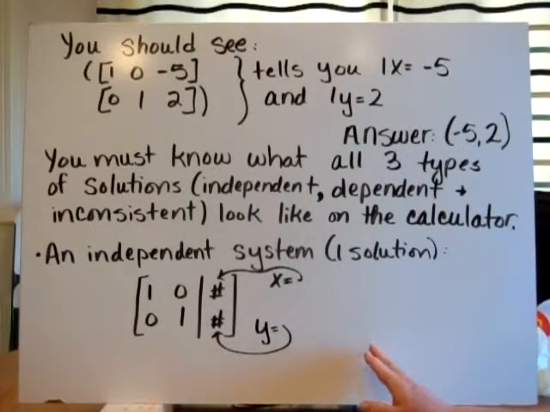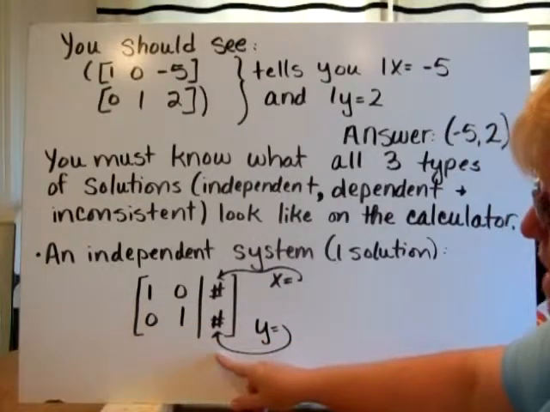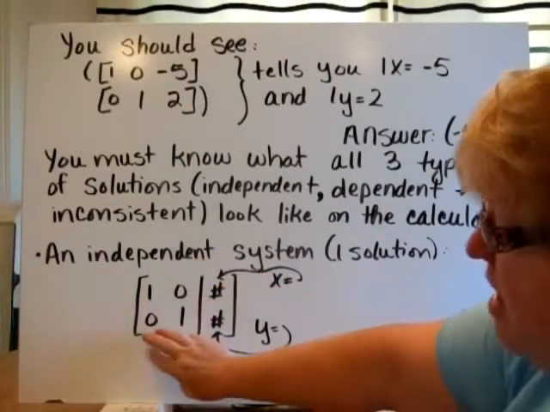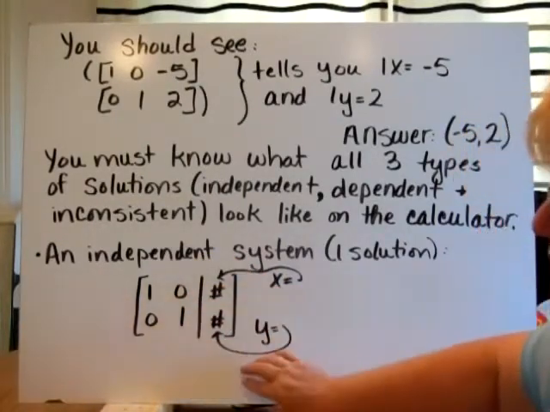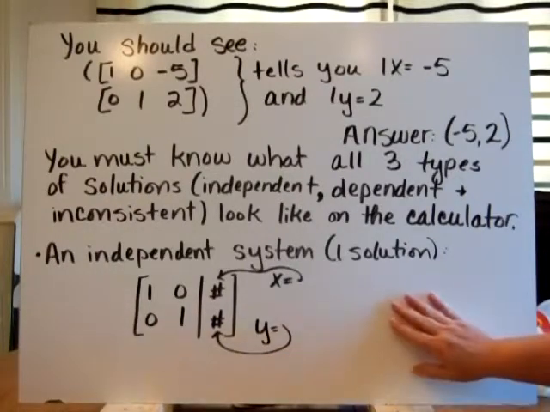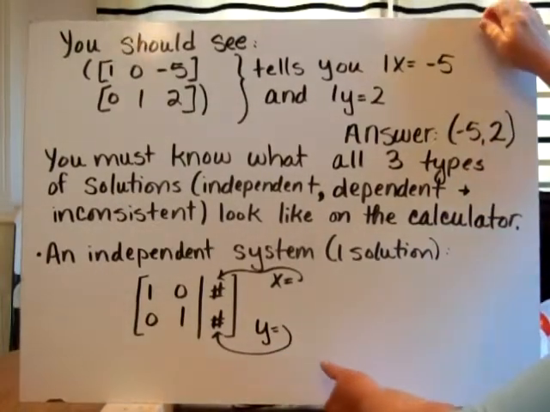If you had 3 unknowns, you would have 1, 1, 1 along the diagonal. All of this would be zeros. All of this down here would be zeros. And then you would have 3 answers. So you can use this to solve a system of any size.